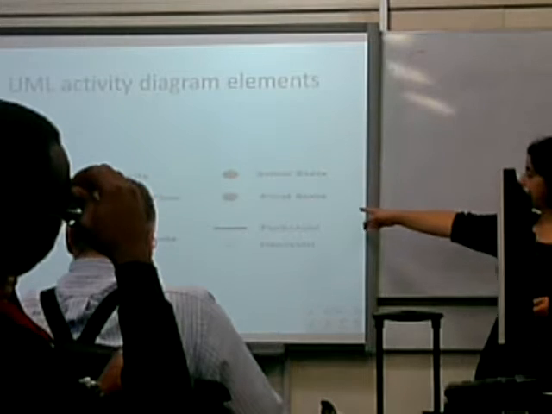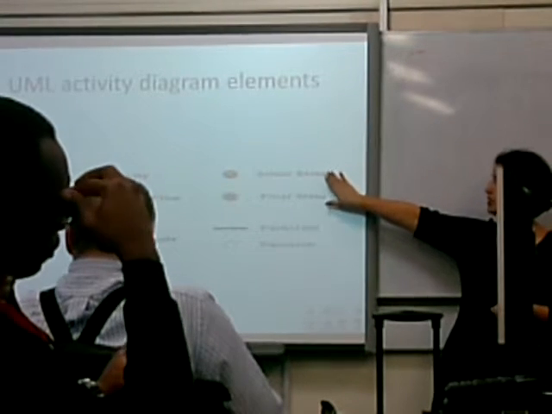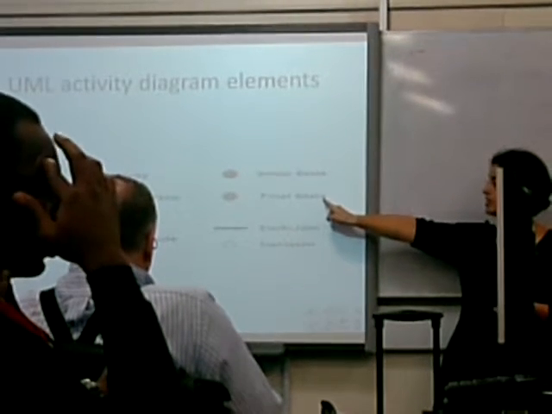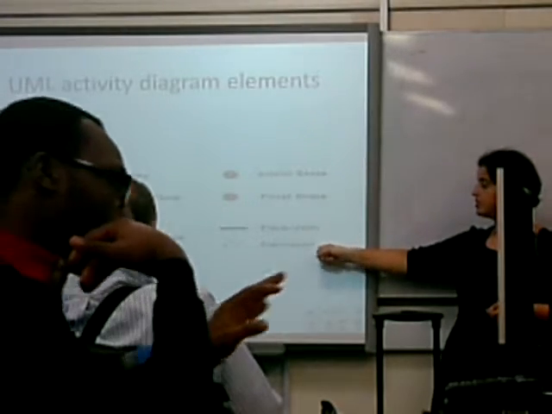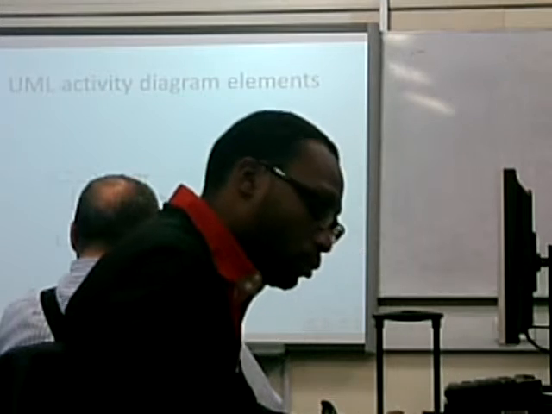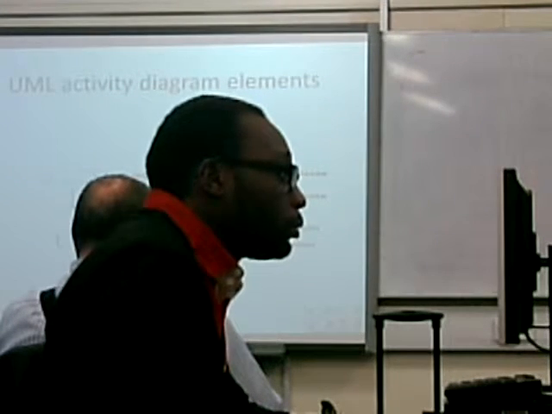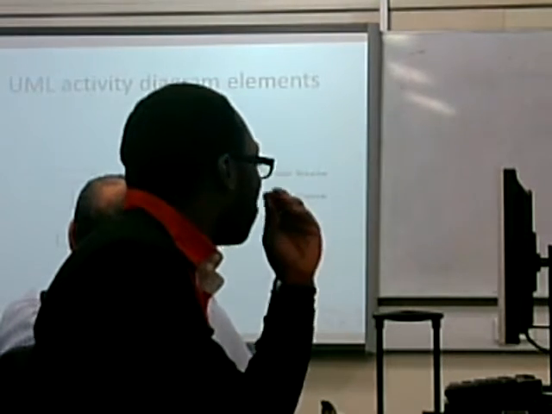As I said just now, any process will have an initial state and a final state. The fork and join is the synchronization, and you might have a decision to decide which way the sequence goes.